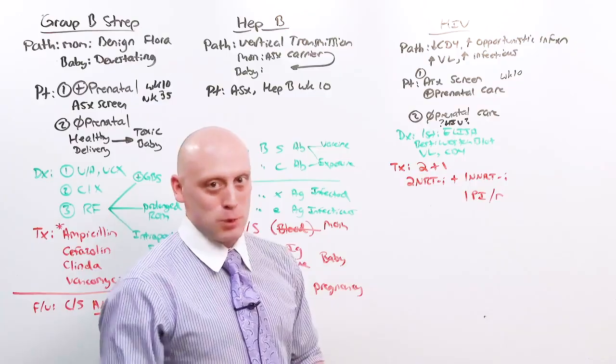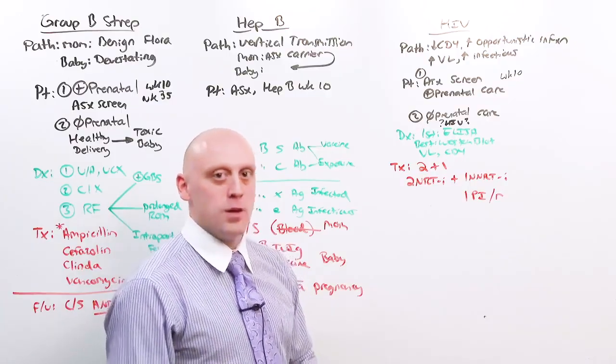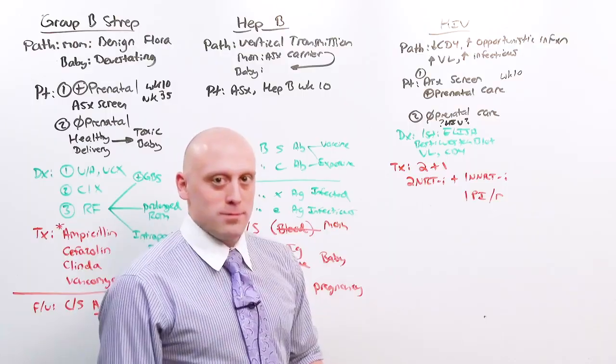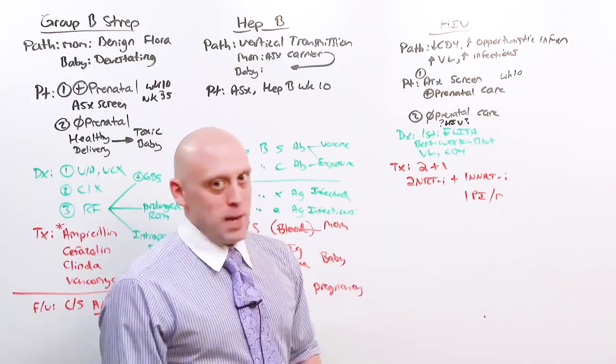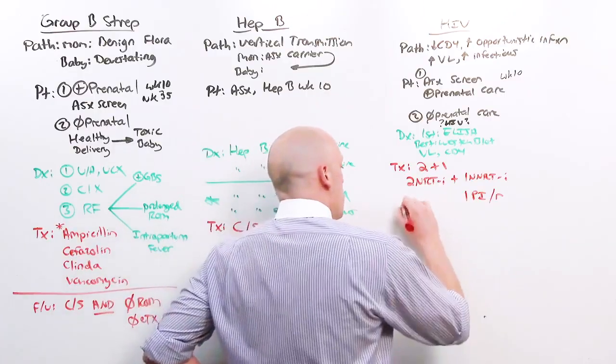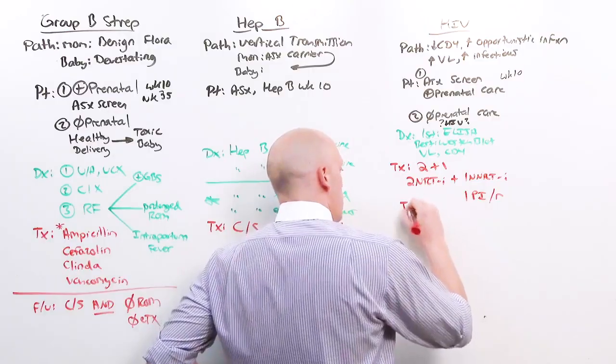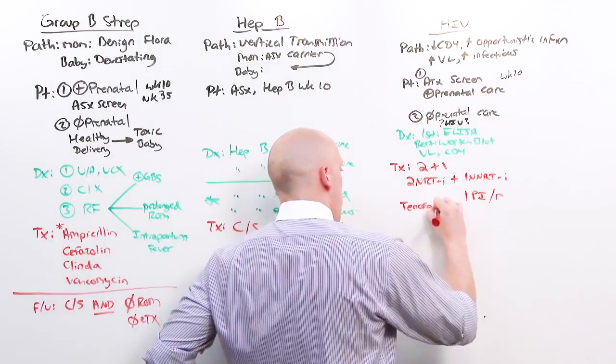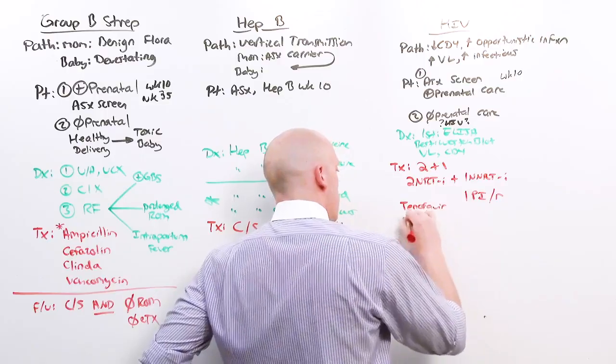Lots of words in there. 2+1 is HAART, highly active antiretroviral therapy. More names coming at you, which are going to be hard to remember, but try to keep track. The combo you're going to want to use for the 2 NRTIs is tenofovir and emtricitabine.